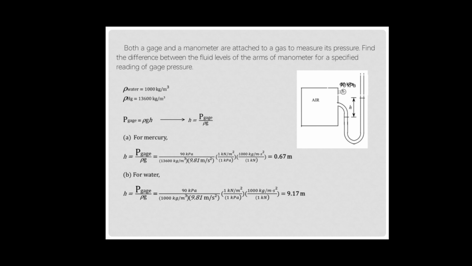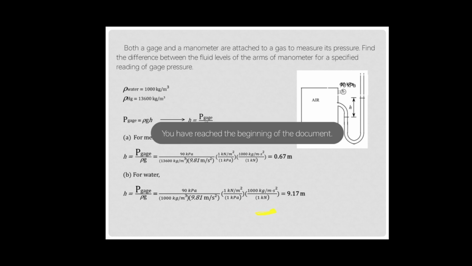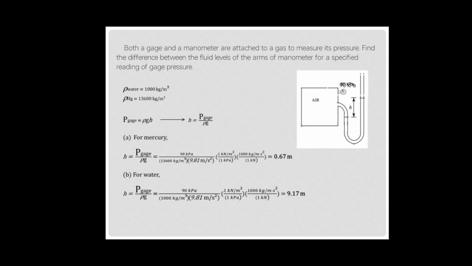Same process as solving for mercury. You need to multiply it by 1 kilonewton per square meter over 1 kilopascal, multiply by 1000 kilogram meter per second squared over 1 kilonewton for the cancellation of units. Now the final result will be this 9.17 meters for the height of water.